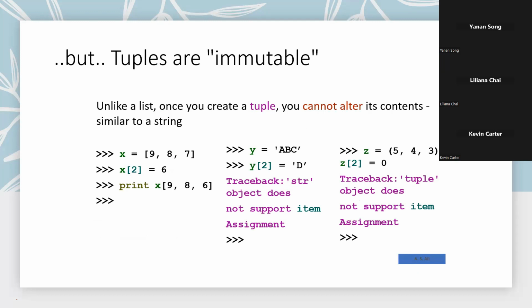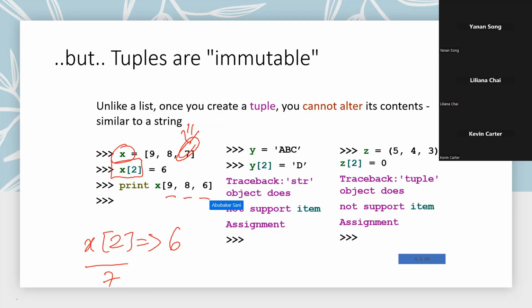This is a list. You can see this is a list because it has square brackets, so it is a list of 3 numbers. I can access the element at index 2, which is this 7, by typing x[2]. So x[2] is the same thing as 7. I can change this x[2]. It was 7 before. I can change it now to become 6. So when I print x, you can see now x is 9, 8, 6, no longer 9, 8, 7. I have changed 7 to 6.